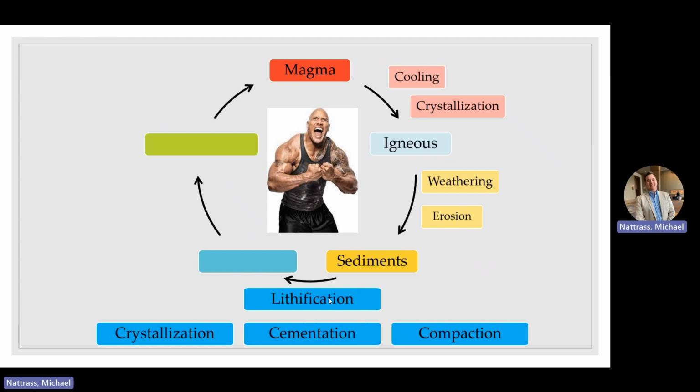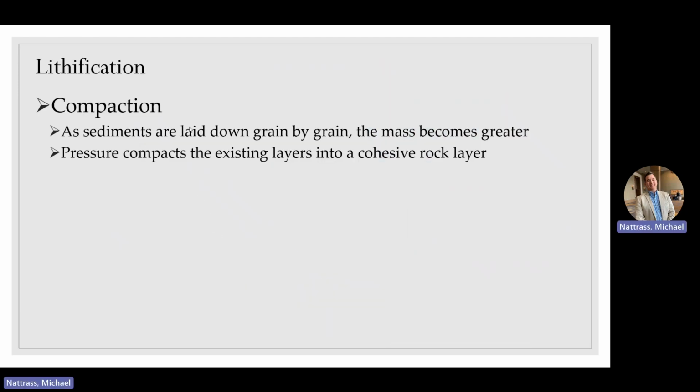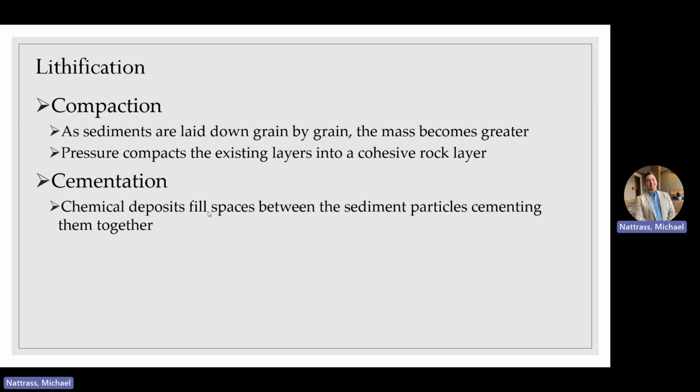So the 3 components of lithification are compaction, cementation, and then crystallization. This forms our sedimentary rocks. So sedimentary rocks are technically formed from igneous rocks. So as I mentioned, compaction, this is going to be laid down, and as the mass becomes greater, we start to get some compaction, and that is going to form layers. We will get some chemical deposits that move in between those open voids or pore spaces and cement those particles together.